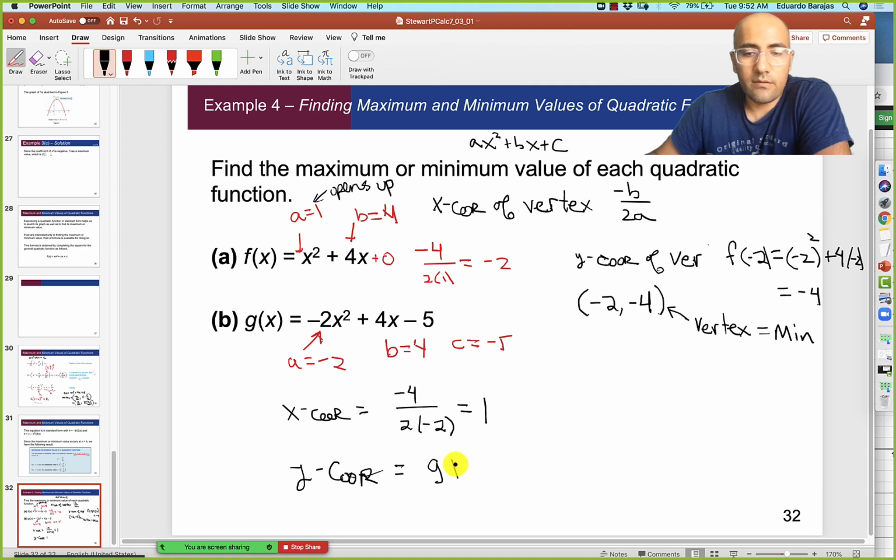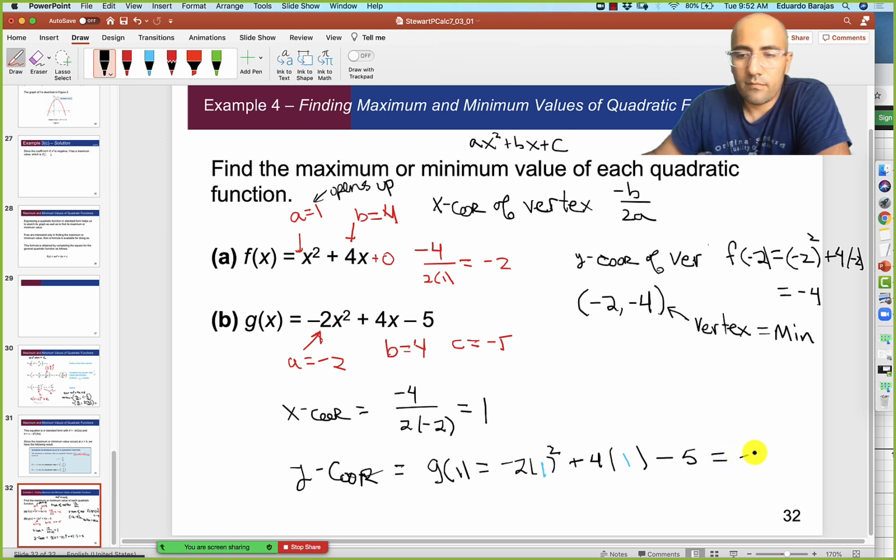Good. And so now the y coordinate is going to be to evaluate that function at positive 1. So it would be g of 1, which equals negative 2 squared plus 4 times something minus 5. And then this becomes 1 and 1, which gets me to negative 2 plus 4 gets me to 2. 2 minus 5 is negative 3. So I have the ordered pair 1, comma, negative 3. And I know that that's both the vertex as well as the maximum value.